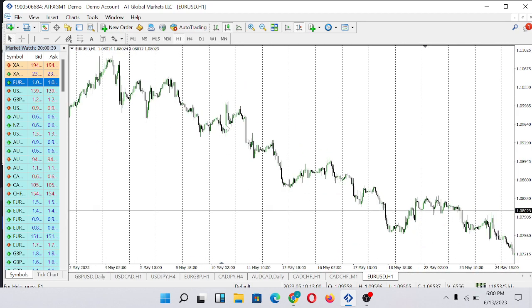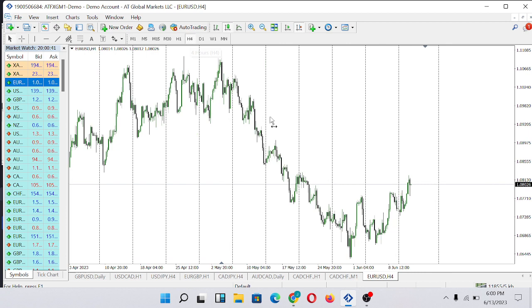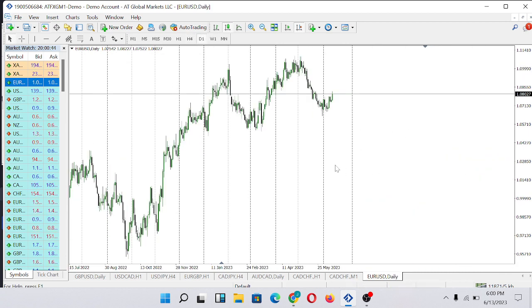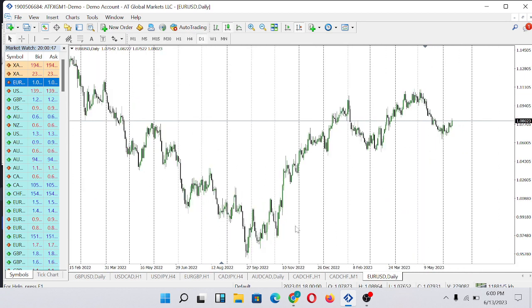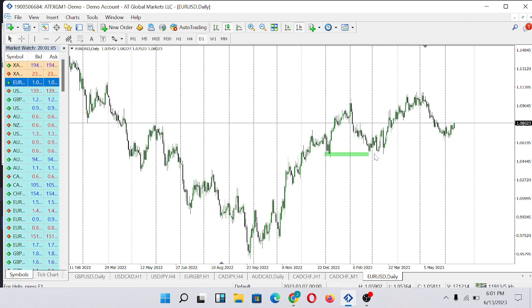Okay, so this Euro USD, let's see. This is our low, high, higher low, higher high, higher low, higher high, higher low, higher high. It came here to the equal zone. See, it's equal. This is just a wick. It doesn't mean it's equal. It came here and retested the zone.